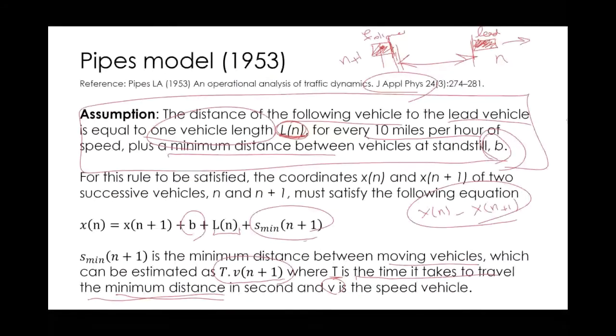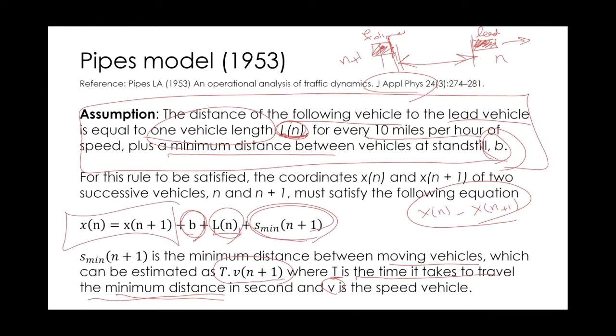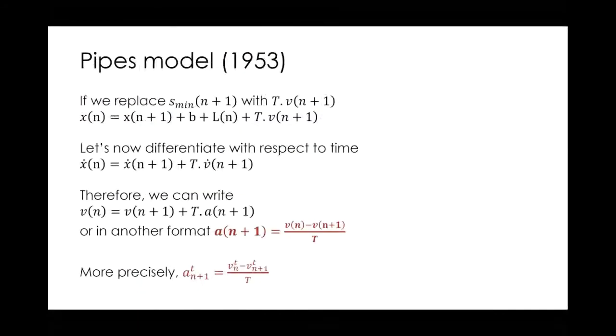And now if you want to put it in the time, we have S-min, and we have the length of a vehicle. We can assume a b of, I don't know, 2 meter, 3 meter for a minimum distance between vehicles at a standstill. And then that would give us xn minus xn plus 1, the distance between the two vehicles. Now let's do some interesting and very easy mathematical operations here. Now imagine we replace S-min in Pipe's model with T Vn plus 1. So this was S-min, and we're now replacing it with T multiplied by V.